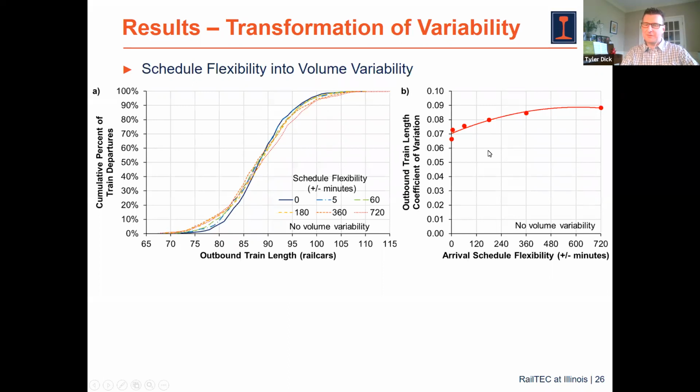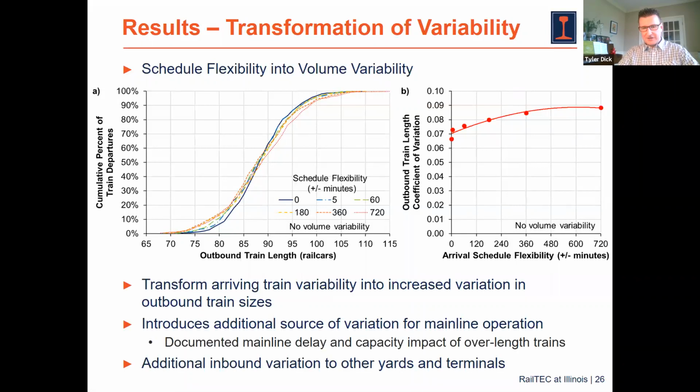And if we plot our coefficient of variation, we find that with initial increases in schedule flexibility, we do see a greater distribution of train sizes coming out of our yard. Once we get above a certain point, we see a diminishing effect. But the idea is these yards transform our arriving train variability into increased variation in outbound train sizes. And having these over length, potentially very long trains, introduces additional variation for our mainline operation.